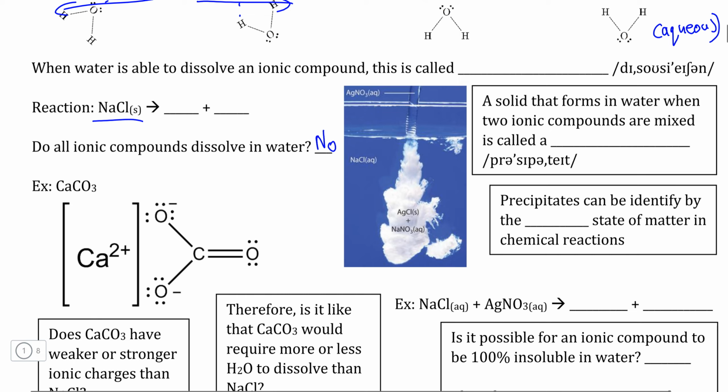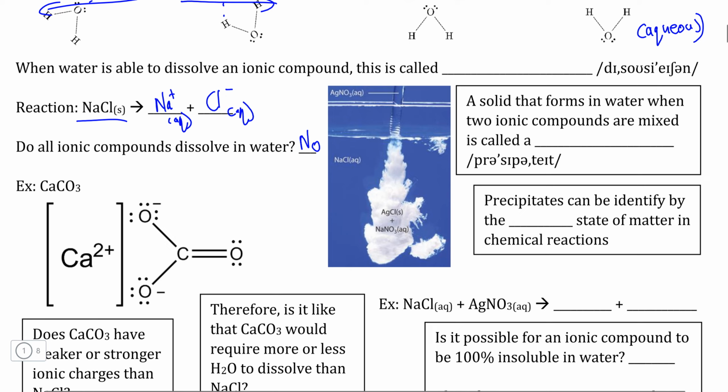So when water is able to separate the positive and negative ions from each other, we would have the positive ion surrounded by water so that it's dissolved, and the negative ion surrounded by water so that it is also dissolved, like this.